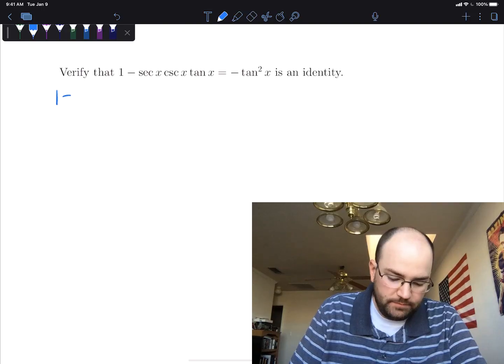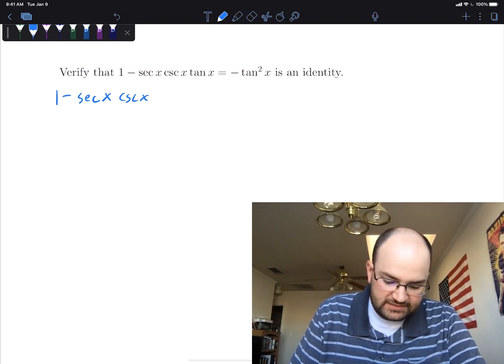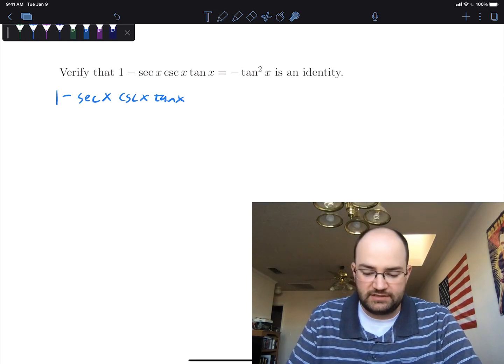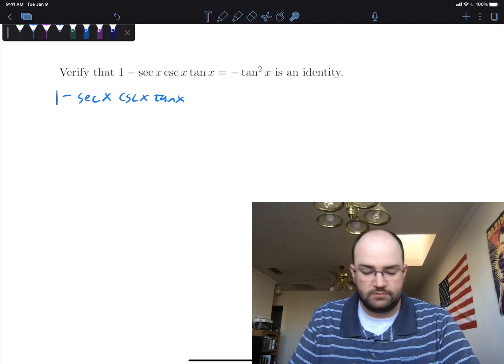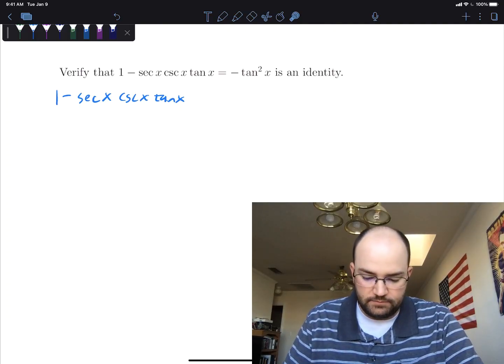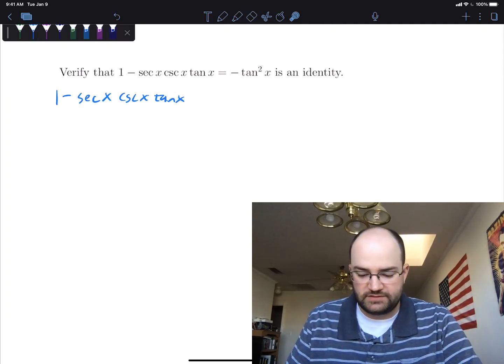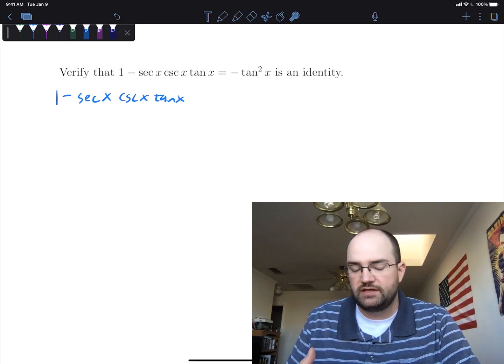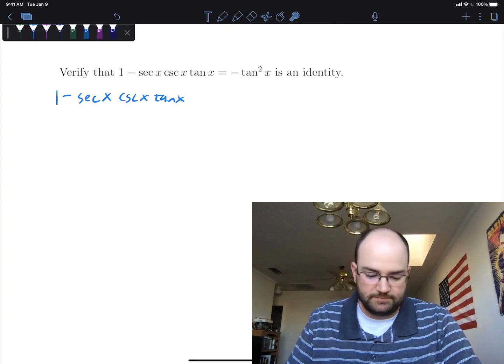We have 1 minus secant x cosecant x tangent x, and I want to make it look like negative tangent squared of x. We always want to keep in our head what we're trying to make this look like. Just for reference, negative tangent squared of x might be sine squared of x over cosine squared of x or something like that. So just keep that in mind.